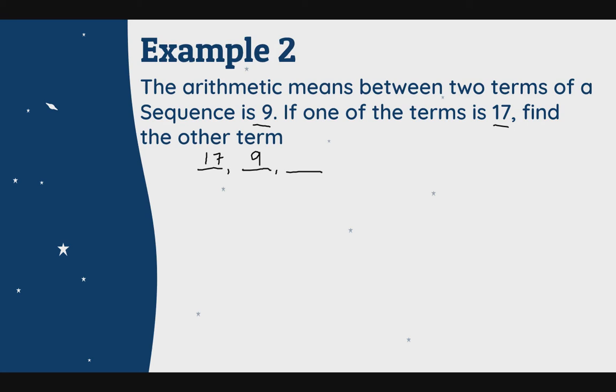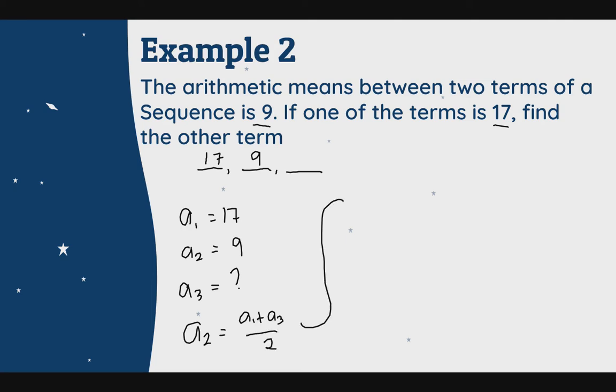To look for a sub 3, we just have to identify first our givens. So a sub 1 is 17, a sub 2 is 9, while a sub 3 is the missing term. We have to find the missing term using the formula for the middle term, which is a sub 1 plus a sub 3 over 2. So let's use this formula or this equation. The value of a sub 2 is 9, equal to 17 plus a sub 3 over 2.